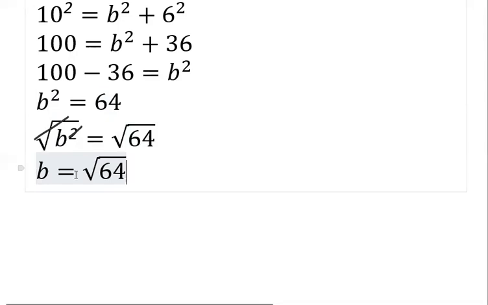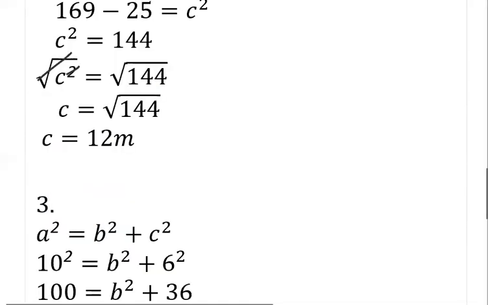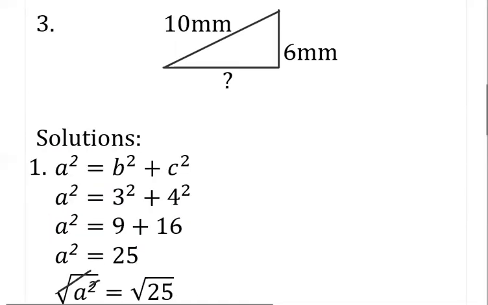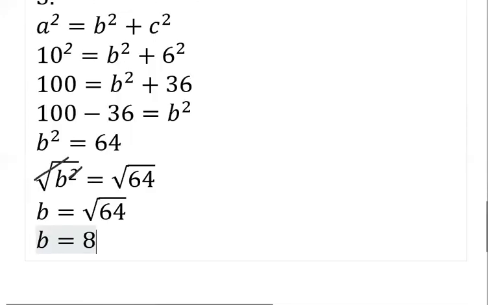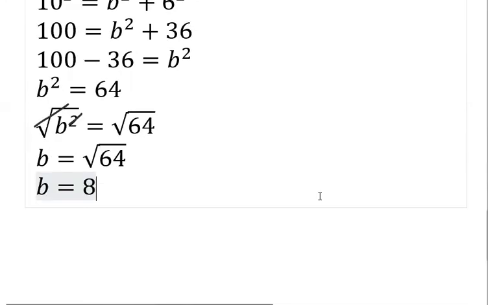So with this, we can now say our b. Now, the square root of 64. What number are we going to multiply by itself that will give us 64? That is 8. So our unit is in what? Let's check. Millimeter. Awesome. It is in millimeter. So we've been able to get our third side.